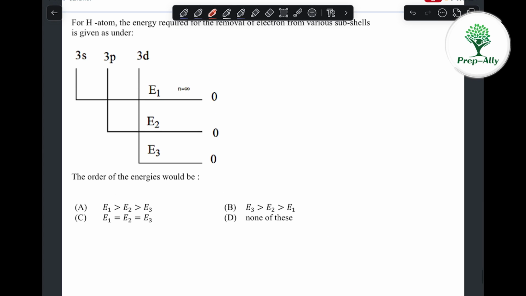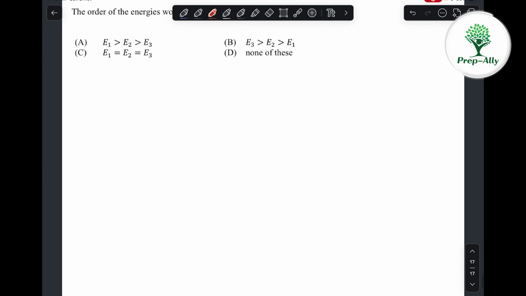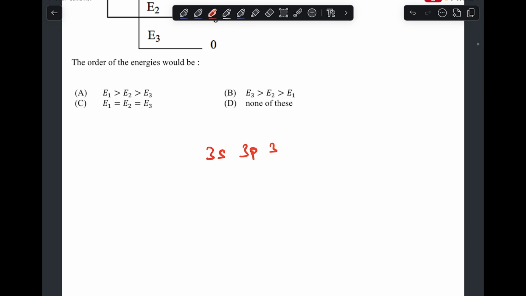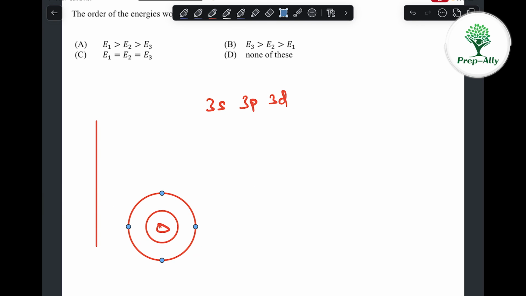Okay, for the hydrogen atom, the energy required for the removal of electron from various subshells is given. So I have hydrogen atoms, not various subshells, it is 3s, all belong to the third main shell, right? So what happens to the third main shell whenever there is a hydrogen atom with one electron in it? Let's say it is in the ground state and it has an electron at, let's see, this is going to be the third main shell. Let's talk about this. So this is a nucleus, right? This is a nucleus, right?